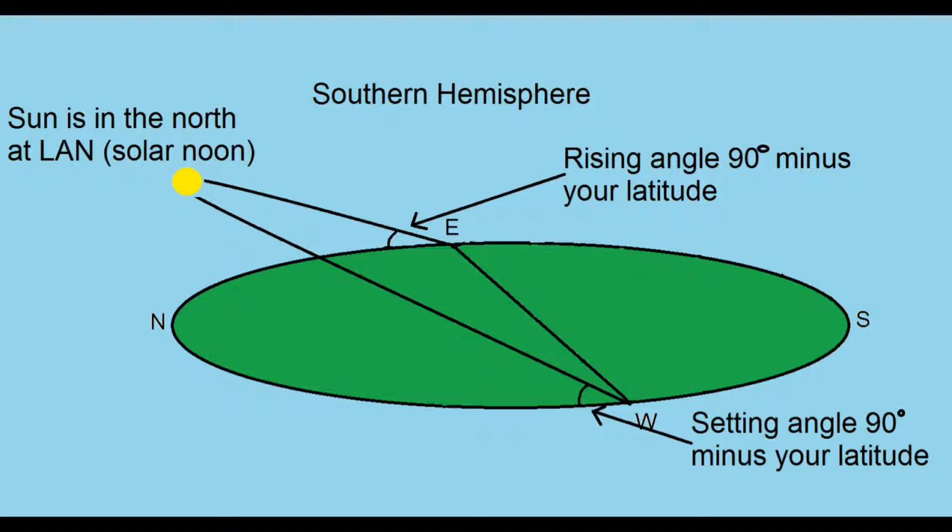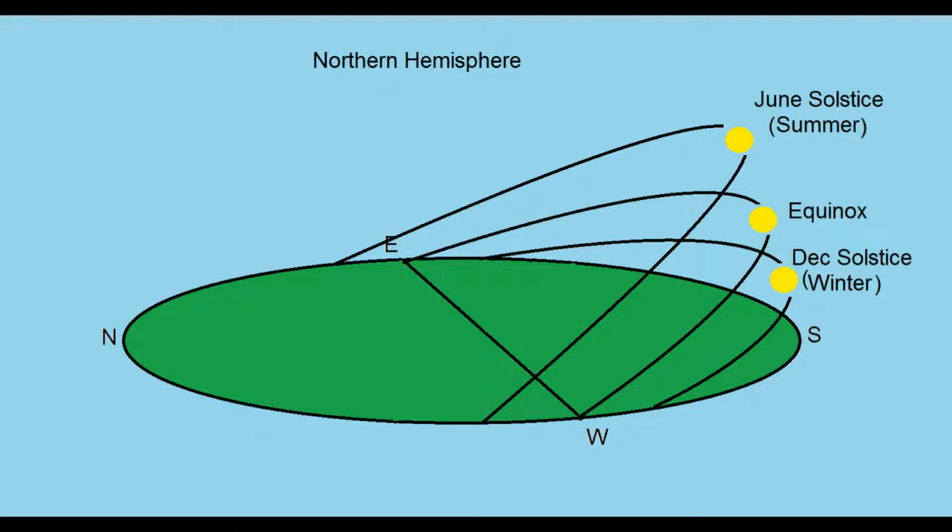And once again, southern hemisphere, northern hemisphere, it doesn't matter. The sun will set the same number of degrees north or south of west as it rose north or south of east. We want to look now at the sun's maximum daily altitude and how that changes with the seasons.